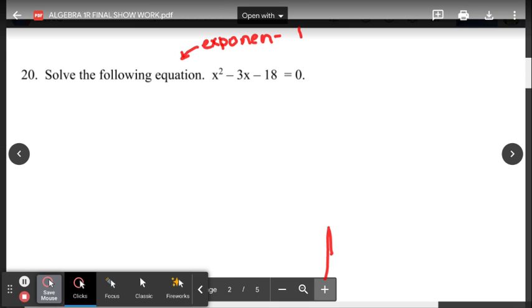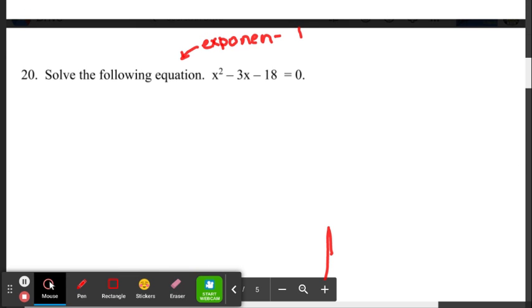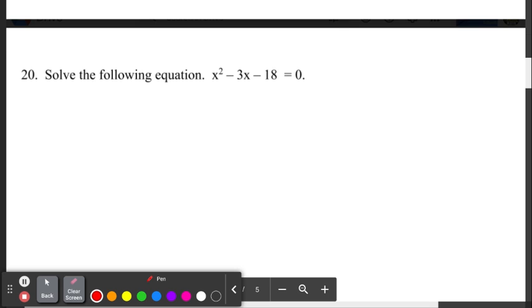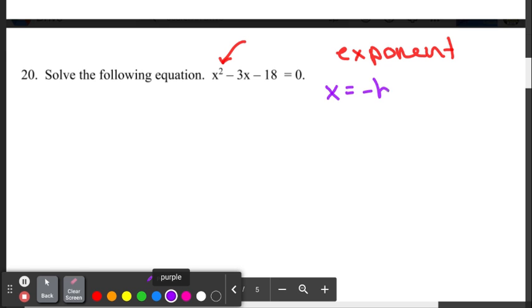All right, it says solve the following equation. X squared minus 3x minus 18 equals 0. So you have to solve the equation, but there's an exponent right here. So you can't solve it the normal way, like add 18 to both sides. When you have an exponent, you have to use the quadratic formula. And you will have this either written on the board if you take the test in your class, or if not, it'll be written on your paper for you.